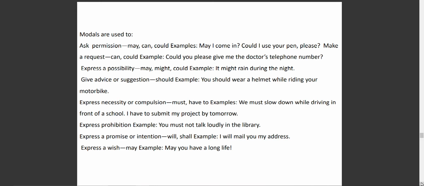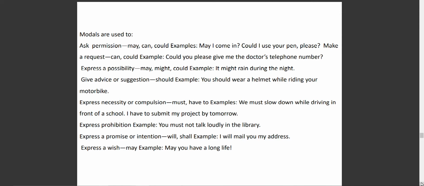Modals are used to ask permission: may, can, could. Examples: May I come in? Could I use your pen? Make a request: can, could. Example: Could you please give me the doctor's telephone number? Express possibility: may, might, could. Example: It might rain during the night. Give advice or suggestion: should. Example: You should wear a helmet while driving your motorbike.